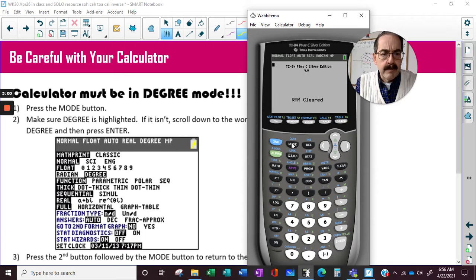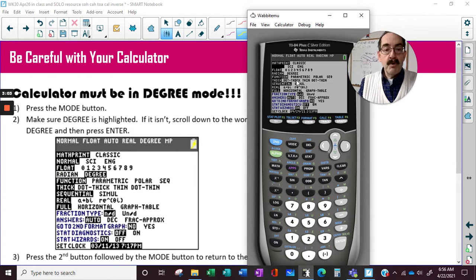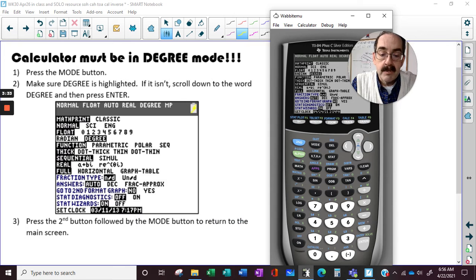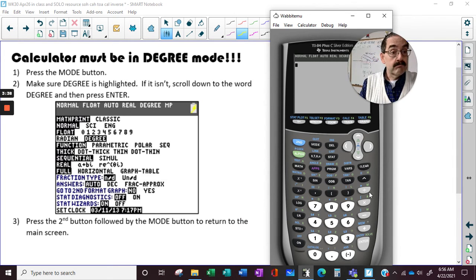Press the mode button. Boom. When I press the mode button, all calculators default to the radian. It does. So we need to change because we were born and raised working in degrees. So, toggle, toggle, toggle, enter. Okay. Make sure the degree is highlighted. If it isn't, scroll down to the word degree and press enter. You see how the degree is flashing? Press the second button to the mode. Okay, now just second mode. That's going back home. We're ready to go.